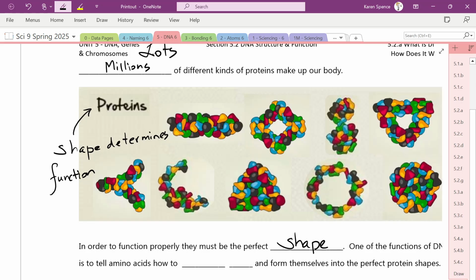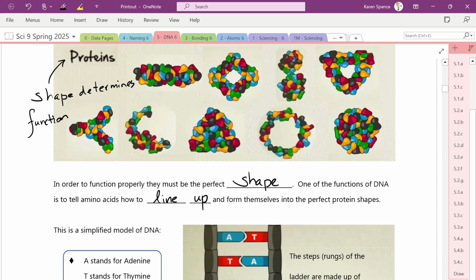One of the functions of DNA is to tell the amino acids how to line up and form themselves into the perfect protein shapes. So the DNA tells the order of the amino acids. And once the order is correct, they will fold up into the perfect shape.